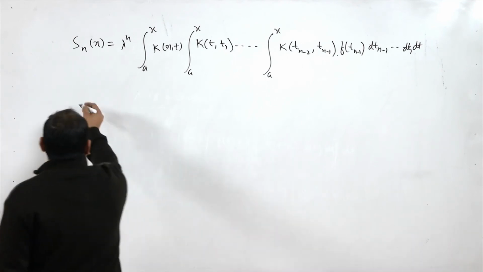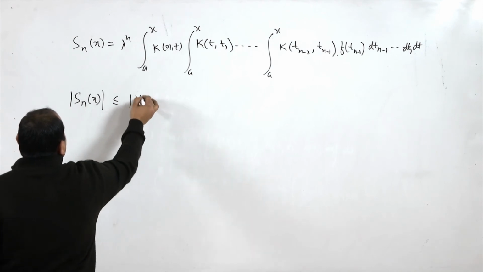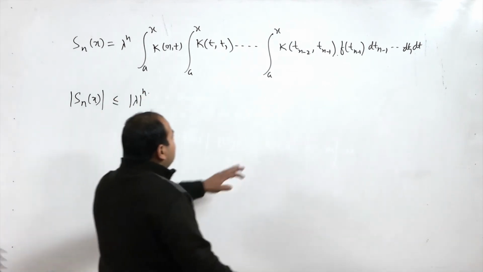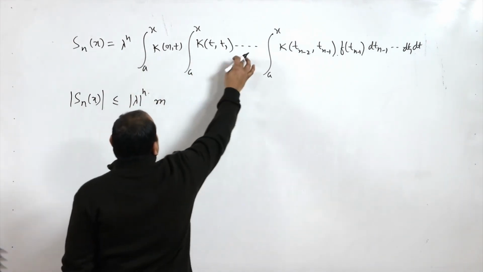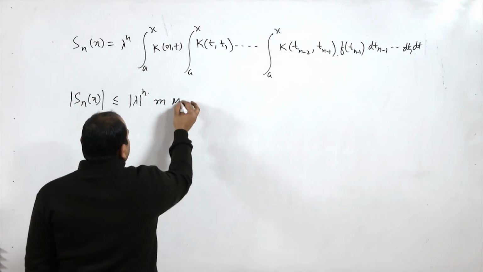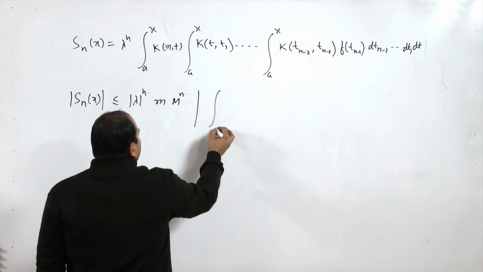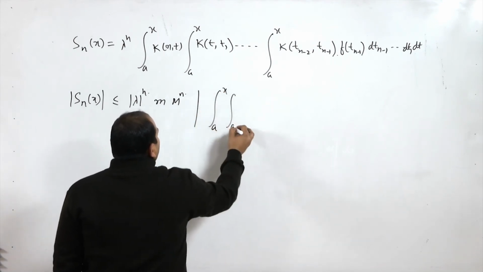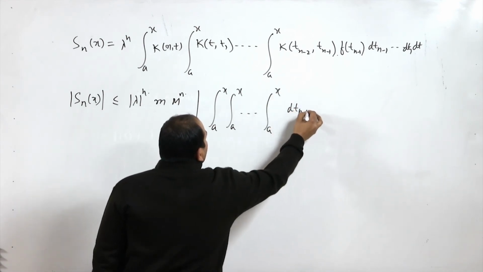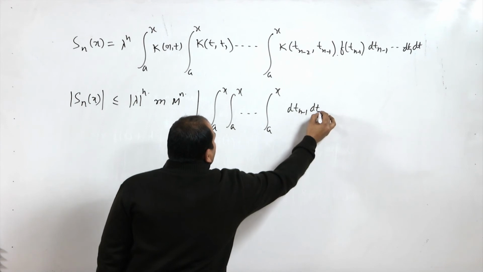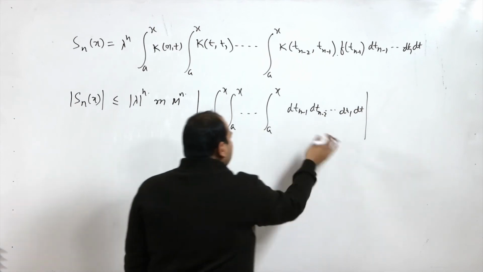The nth iteration: the modulus of Sn(x) is less than or equal to modulus of lambda to the power n. This is bounded by small m, and K(x,t) is bounded by capital N, so we have N times m to the power n, and on the right here, the integral from a to x, and so on, from a to x, dt_{n-1}, dt_{n-2} and so on, dt_1 and dt. So this thing is left here.